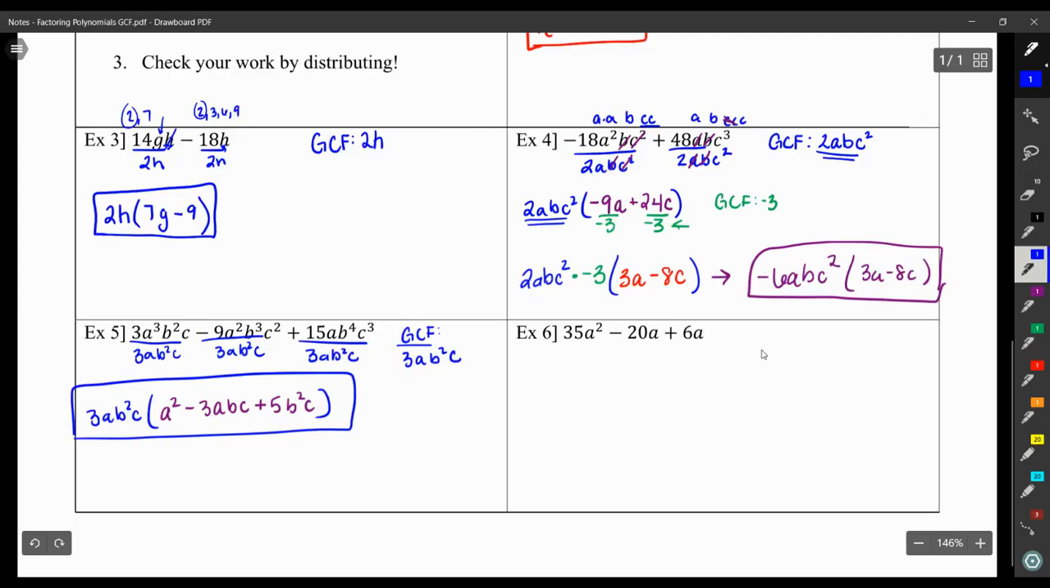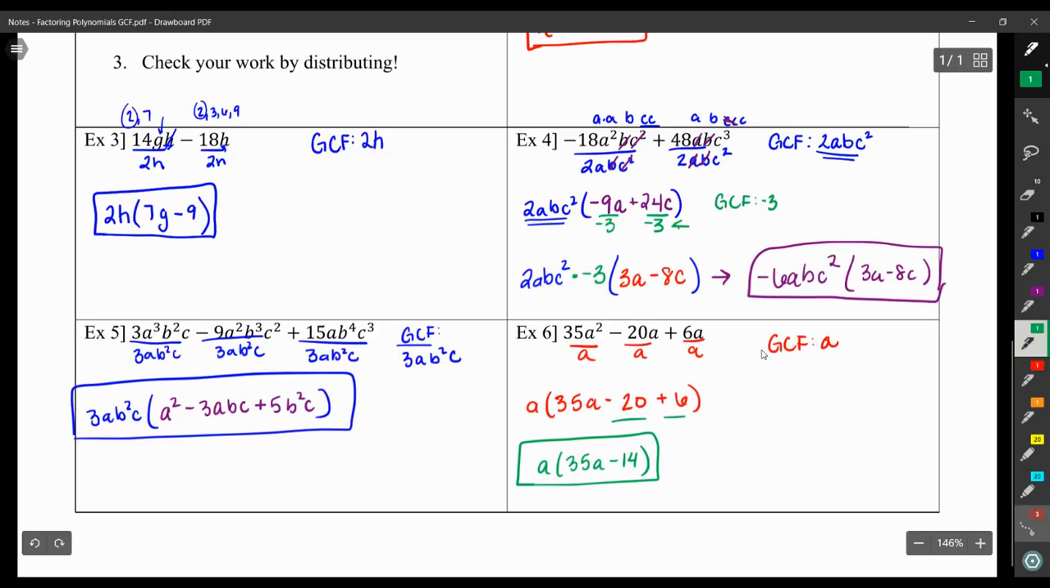And here's your solution for number 5. Pause the video and try number 6. And here's your answer for number 6. So for number 6, I could not divide out a number because 35, 20, and 6 have no common number divided out through all 3. Yes, 20 and 6 I can divide by 2, but I can't divide 35 by 2.